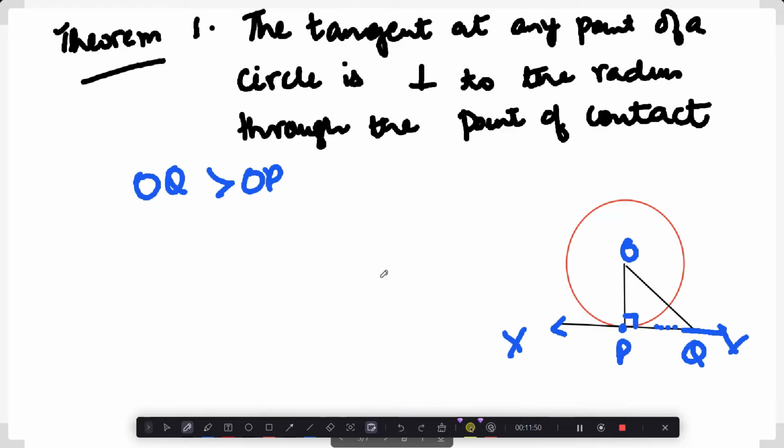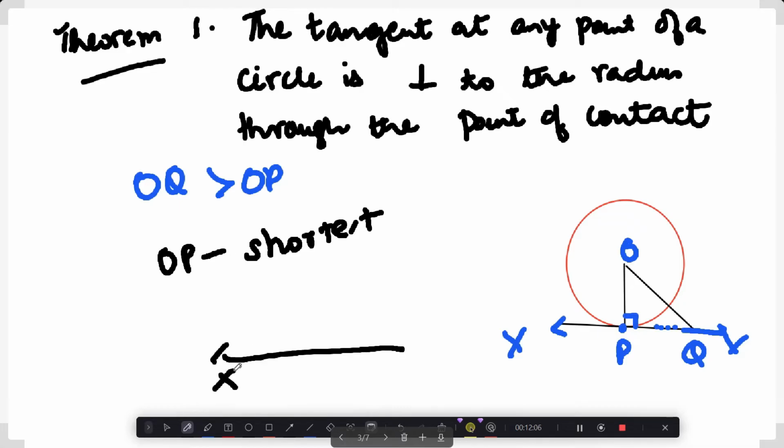Now, since this happens for all the points, that means OP is the shortest of all the distances from the point O to the line XY. If you just keep it simple, it's a line, and from a particular point there can be millions of points like this. Because of this, we have understood that this point is the shortest distance.